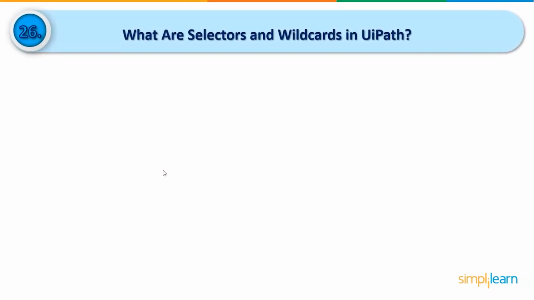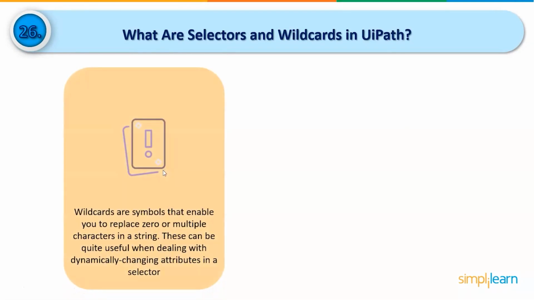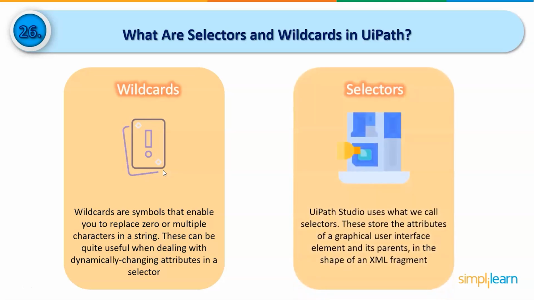What are selectors and wildcards in UiPath? Wildcards are the symbols that enable you to replace zero or multiple characters in a string. This can be quite useful when dealing with dynamically changing attributes in a selector. Selectors. UiPath Studio uses what we call selectors. These store the attributes of graphical user interface element and its parents in the shape of an XML fragment. The selector aids in the automatic generation of the selection by utilizing wildcards.